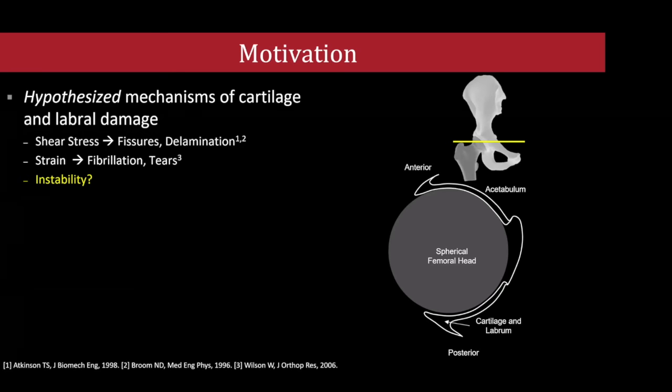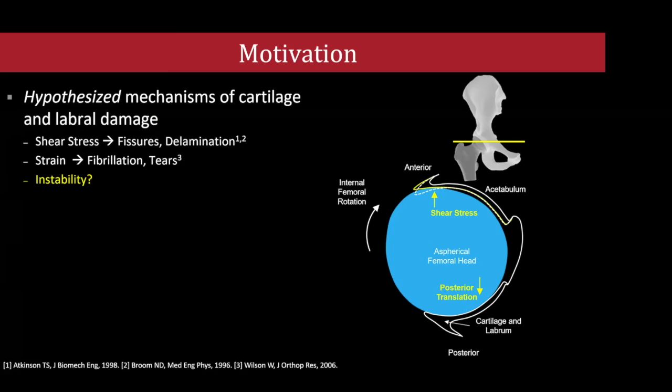When we think about this, as you rotate a spherical head inside the socket, it's not going to have a huge bearing on chondrolabral stresses. But when you make that head aspherical, you can imagine that as you rotate it, you're displacing the labrum and causing shear stress at the chondrolabral boundary. But you could also envision that there's some translation occurring as a result of this impingement.